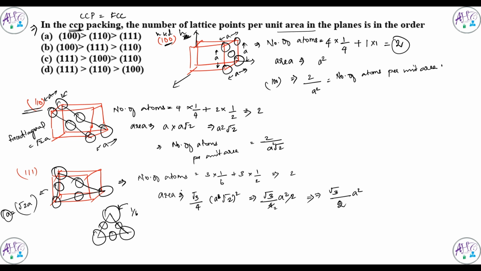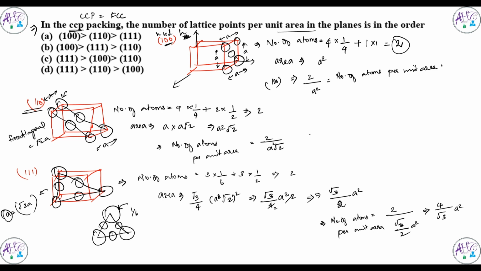So here they have asked again we need to find the number of atoms per unit area. So number of atoms per unit area is going to be equal to 2 atoms divided by the area root 3 by 2 a square. If you rewrite, this is going to be equal to 4 by root 3 a square.